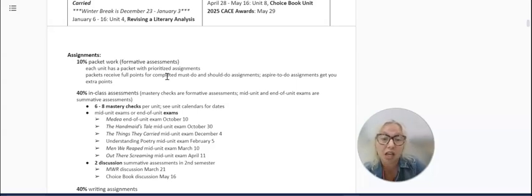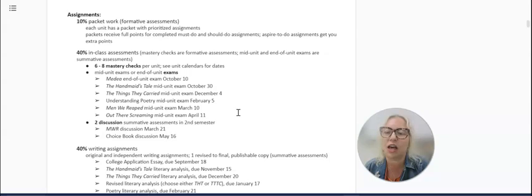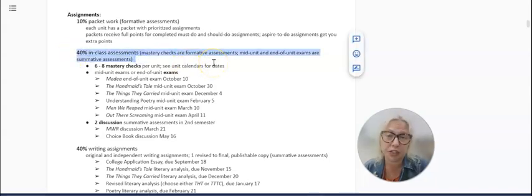I put points onto your packet based on whether or not you do aspire to do stuff in it. So you can actually earn more than 100% if you do all of the packet, including all of the aspire to do's. So it's a great way to get makeup points for any missed points on the assessments, which are the other, which is the next category. 40% of your grade is going to be on in-class assessments. So mastery checks are in-class assessments, and mastery checks are formative assessments, just like the packet, although mastery checks are worth twice as much as the packet.